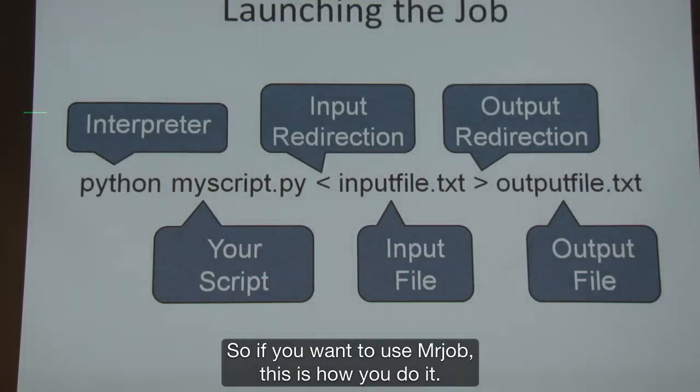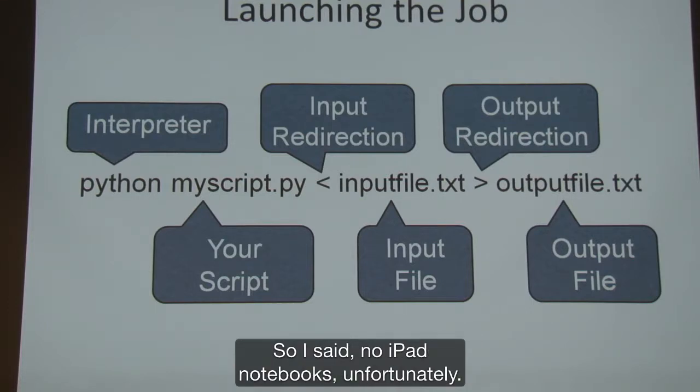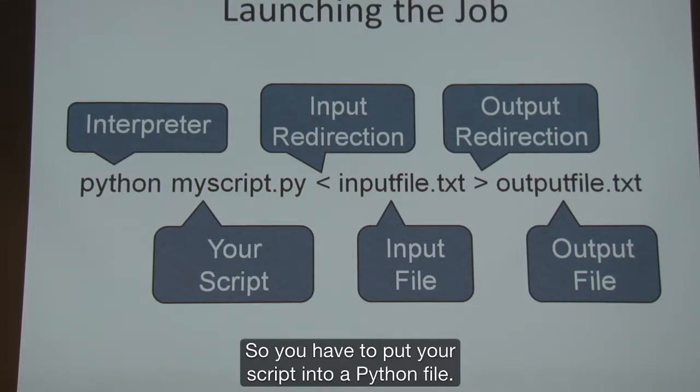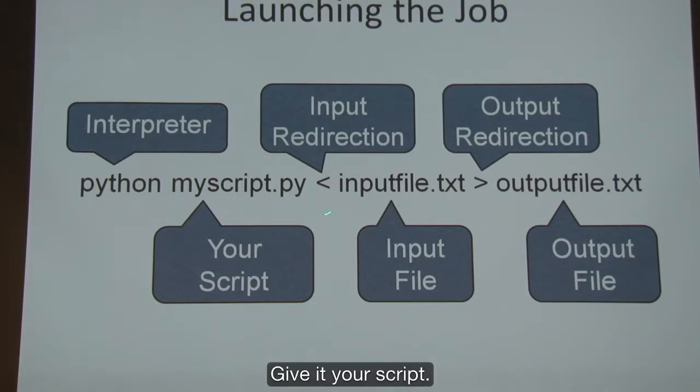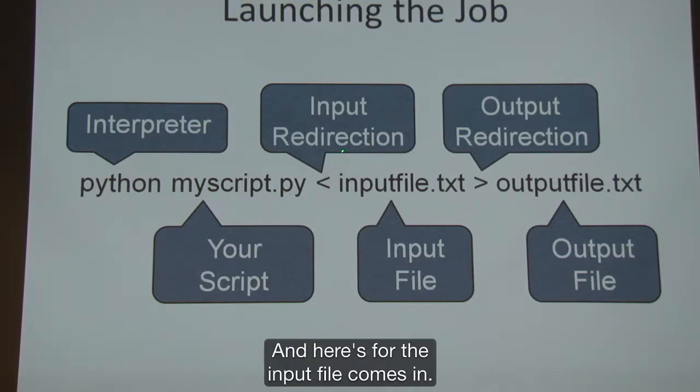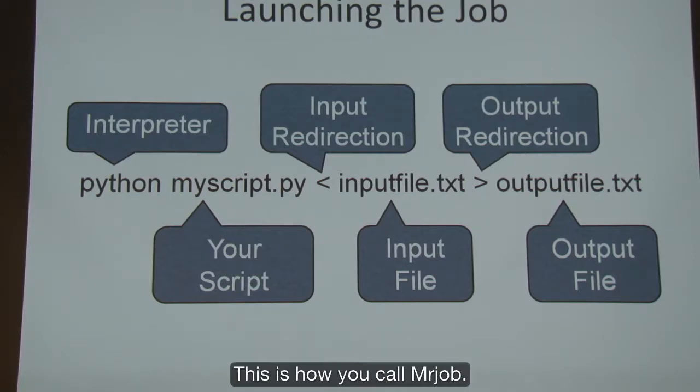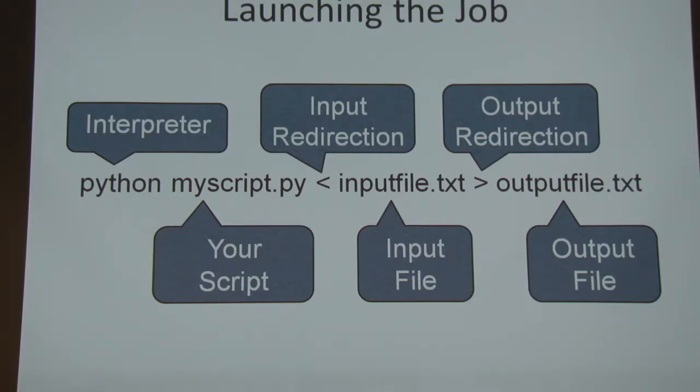So if you want to use MrJob, this is how you do it. So I said no IPython notebooks, unfortunately. So you have to put your script into a Python file. And then you run normal Python. You call Python, give it your script. And here's where the input file comes in. And you pipe that file into your script, and the output goes into a TXT file. This is how you call MrJob.